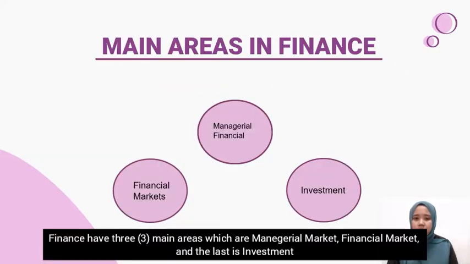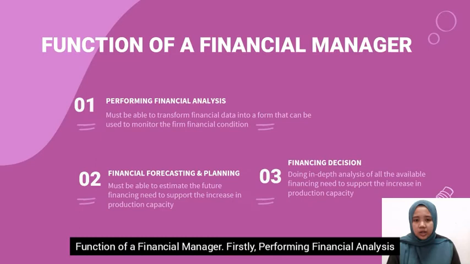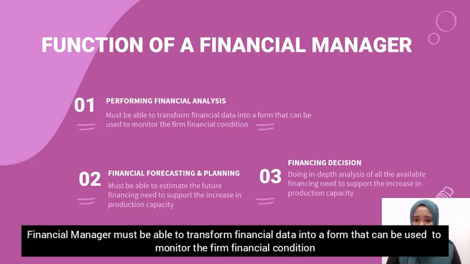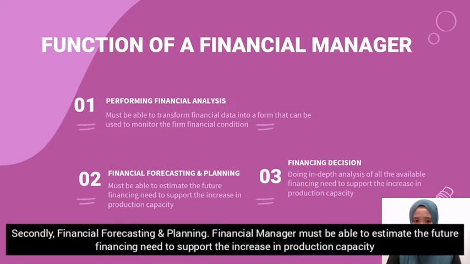Finance has three main areas, which are managerial finance, financial market, and the last is investment. Function of a financial manager. Firstly, performing financial analysis. Financial managers must be able to transform financial data into a form that can be used to monitor the firm's financial condition. Secondly, financial forecasting and planning. Financial managers must be able to estimate the future financing needs to support the increase in production capacity.